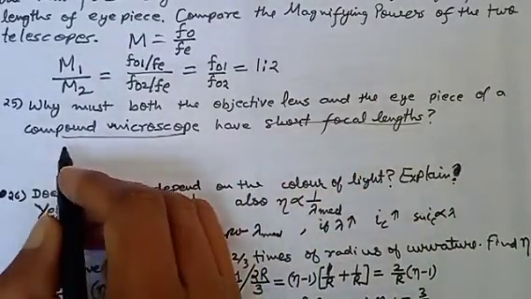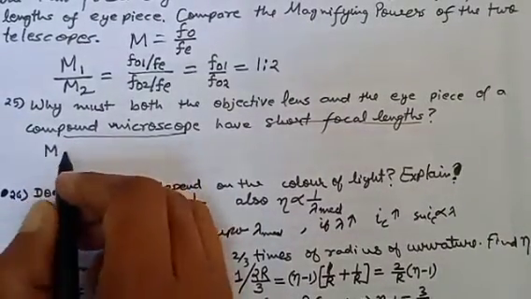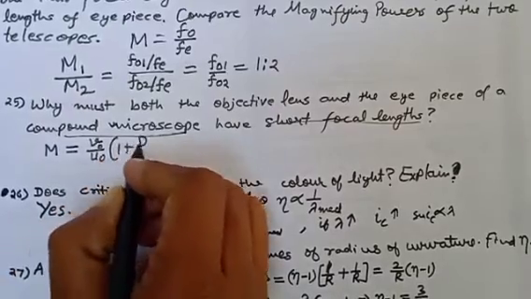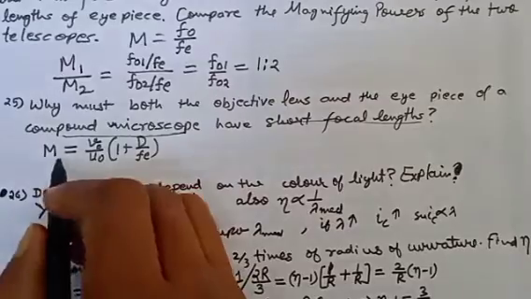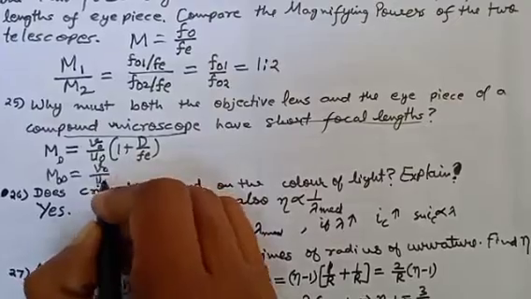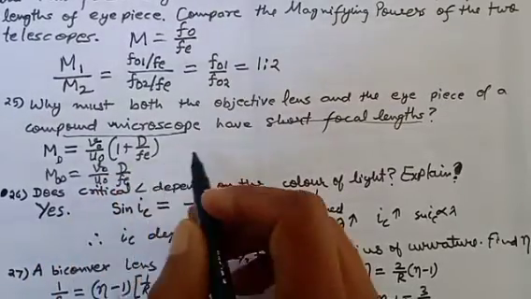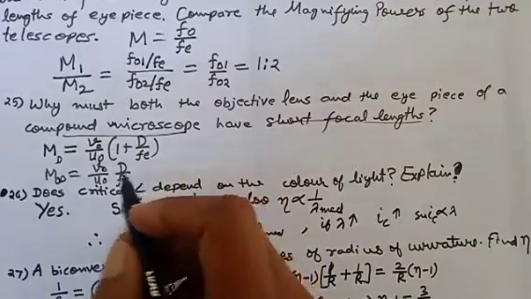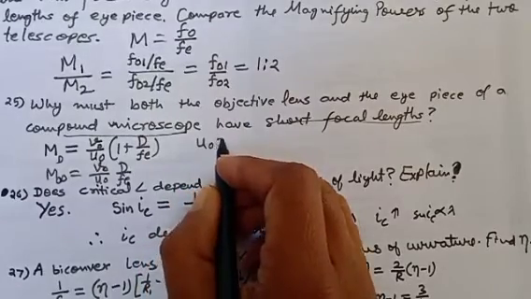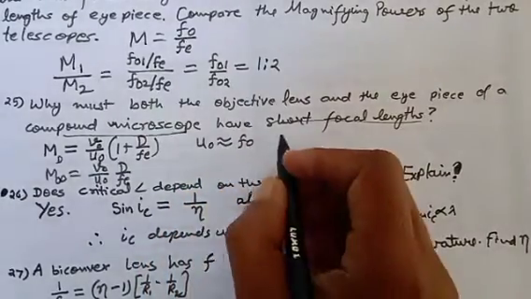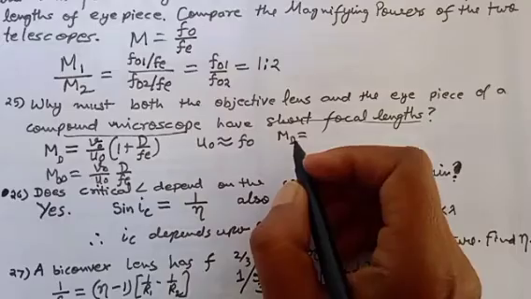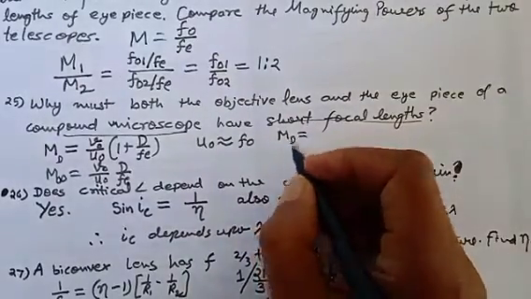For a compound microscope, the magnifying power M is given by V0 by U0 times (1 plus D by FE) when the final image is formed at D, and when it is formed at infinity, it is V0 by U0 times D upon FE. So it is pretty sure that FE is in the denominator, so it must be shorter. But why should the objective be of shorter focal length? So we can say that UO is approximately equal to FO. So MD, what I want to mention, is the magnifying power of the compound microscope when the final image is formed at D. This much information this MD carries.